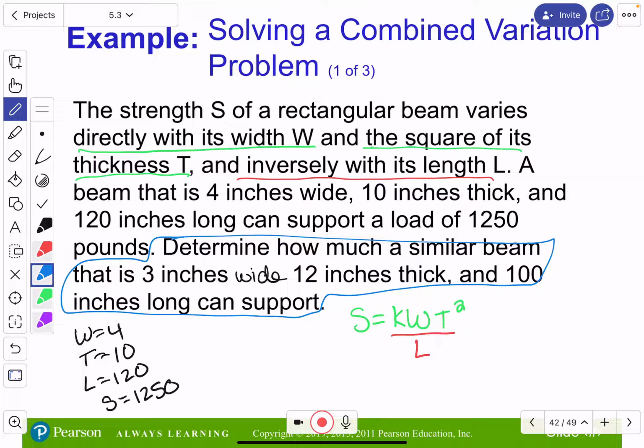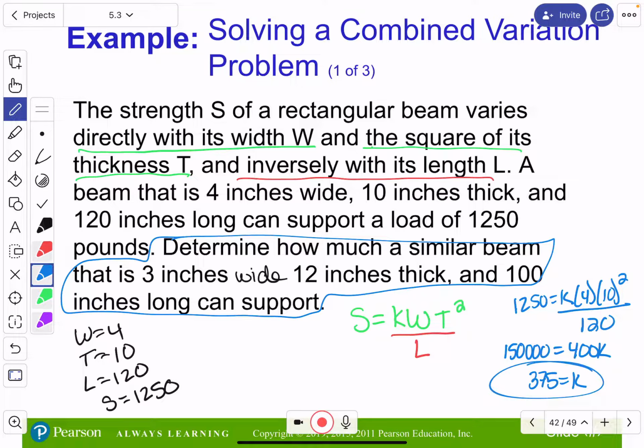Determine a similar beam with this information. So first we have to find K. So if I do 1,250 equals K times 4 times 10 squared over 120. Well, we multiply both sides by 120, and I get 150,000. And if I do 10 squared, that's 100 times 4, so it's going to equal 400K. Divide both sides by 400, and we get 375 equals K. So now we know K.